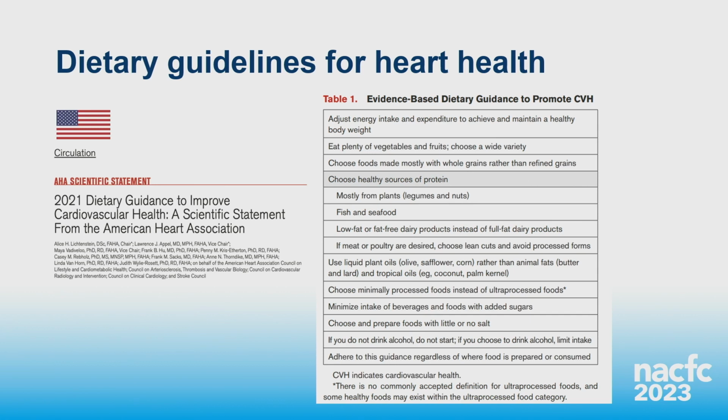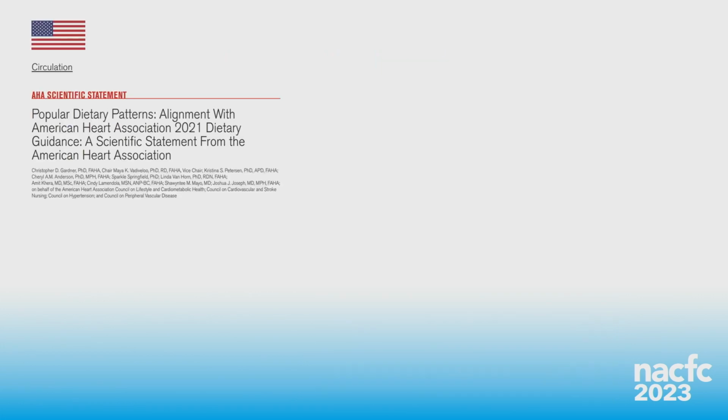Intake of beverages and foods with very few added sugars. Limit salt intake. Do not start drinking alcohol if you do not already. And these guidelines should be adhered to regardless of where food is prepared or consumed. So these are all really great general healthy eating recommendations that apply to the general population. And I think certainly a lot of these can and should be promoted for many of our people with CF.